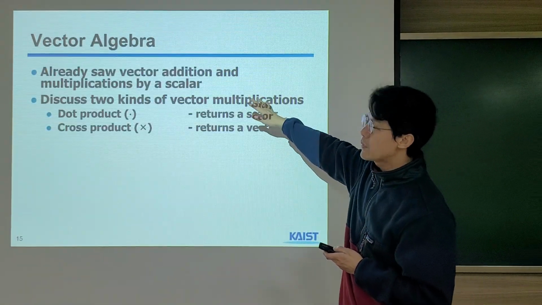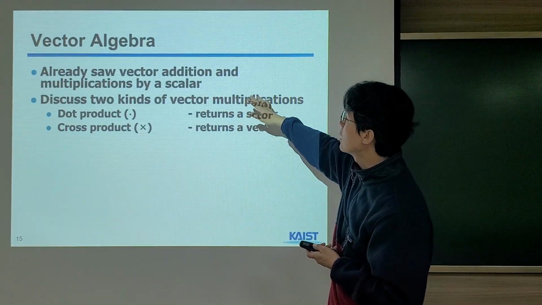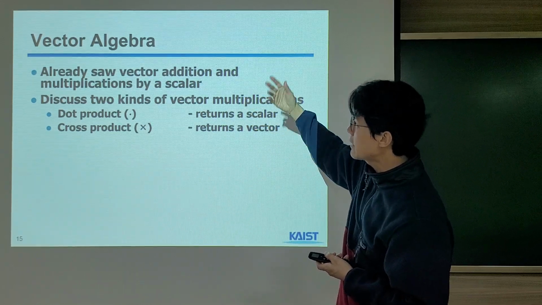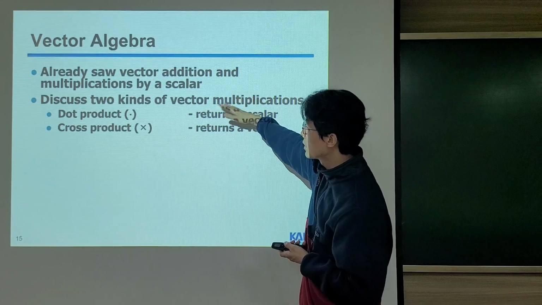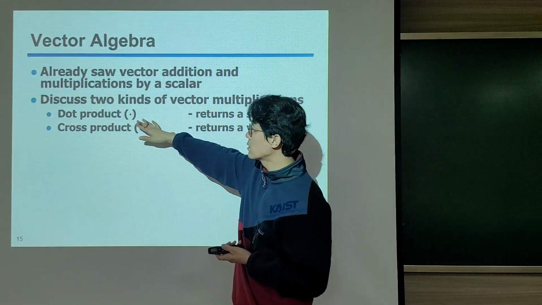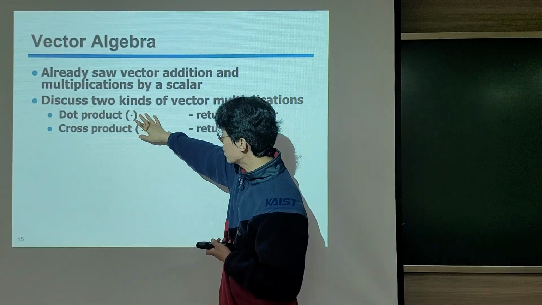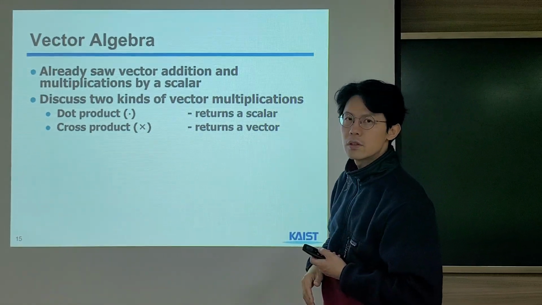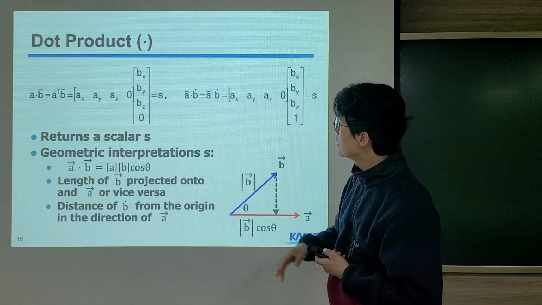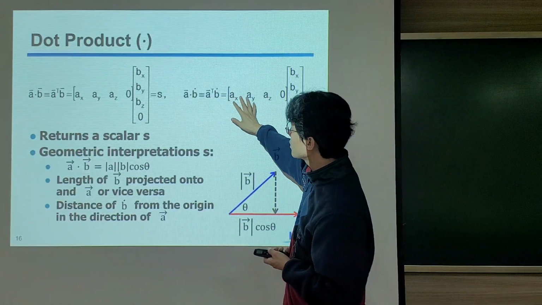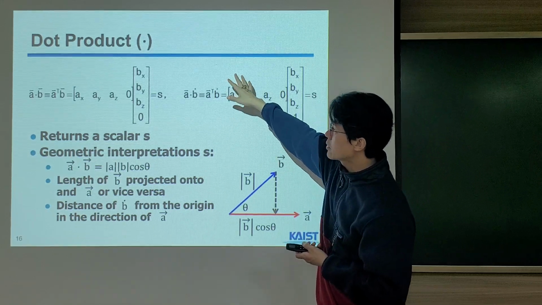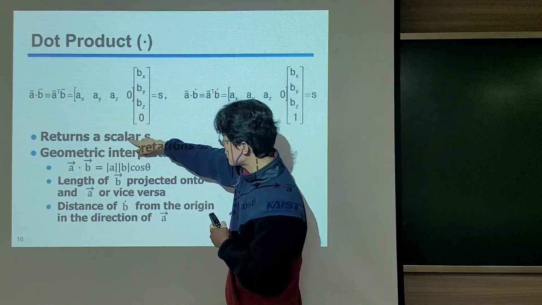Okay, so before we talk about some of the transformations, I'd like to talk about some of the basic vector operations. Last time we talked about simple vector addition and multiplication, but we'll also talk about the dot product and the cross product operation, which are very commonly used in many graphics applications. This is the dot product, and this is the matrix representation. As you know, the dot product between two vectors returns a scalar value.